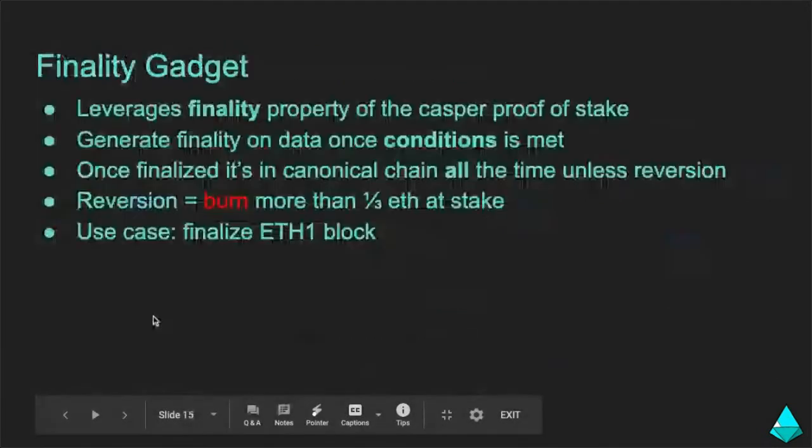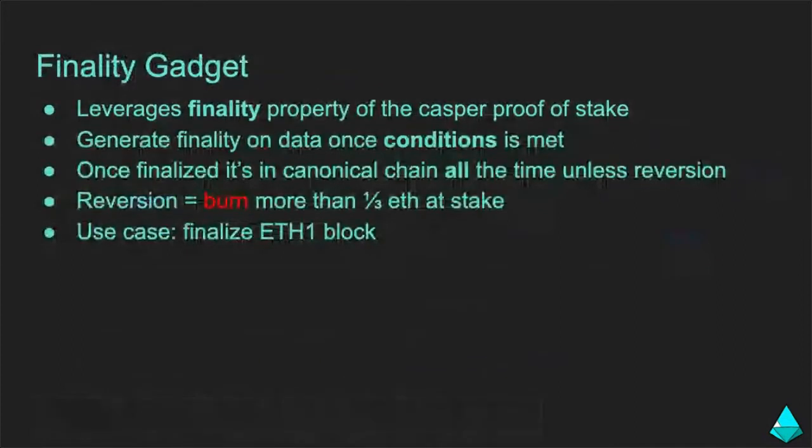So the fork choice gets calculated on a per slot level, and it gives you the head, versus finality, which is calculated on a per epoch level. So it updates you to the latest finalized checkpoint, right? So in ETH2, the beacon chain uses a finality gadget, which leverages a property called finality. So once a block is finalized, it's always going to be in the canonical chain, right? Unless there is a finality reversion. And finality reversion is really bad, right?